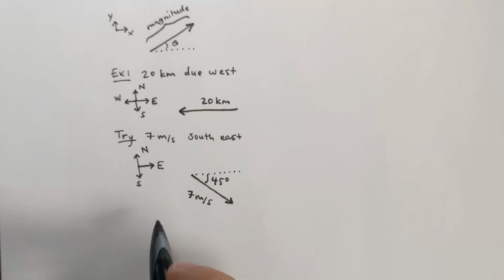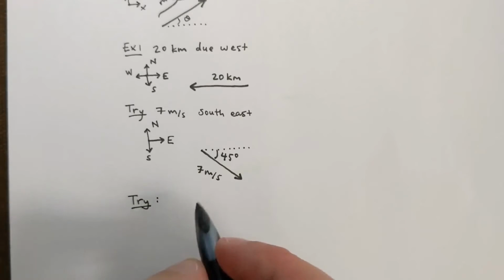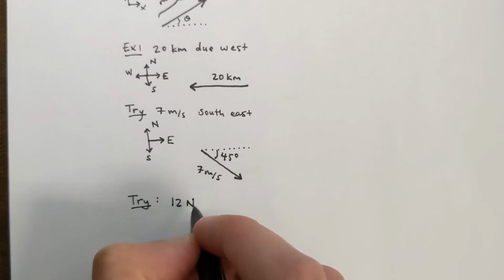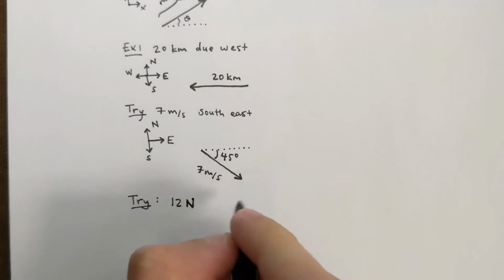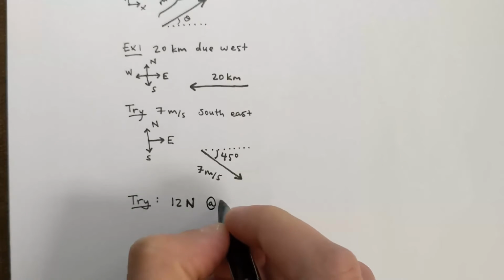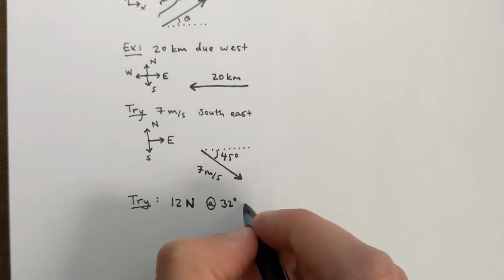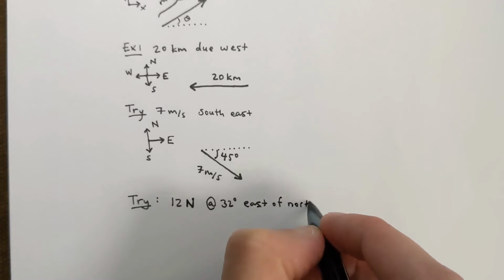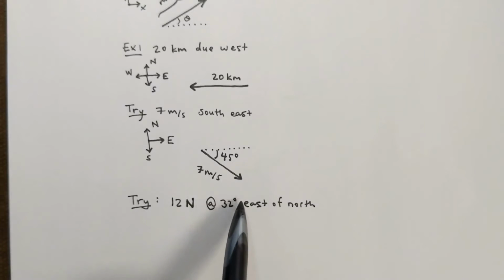Okay, let's try another one. So I want to draw a vector that's 12 newtons. Newtons are the unit of force. So 12 newtons at 32 degrees east of north. So pause the video now, draw the vector 12 newtons at 32 degrees east of north.